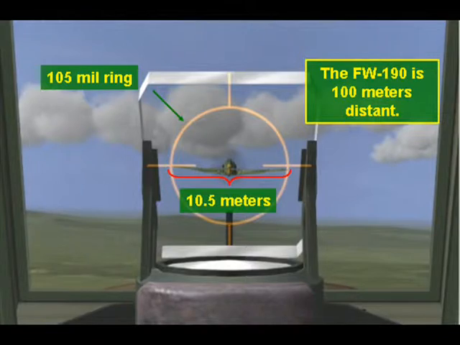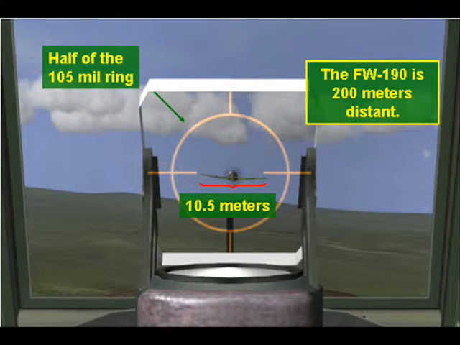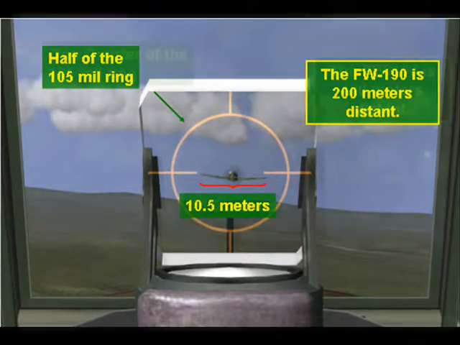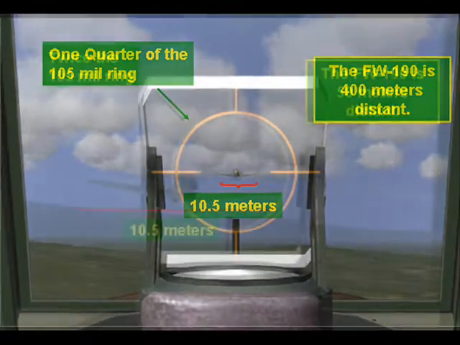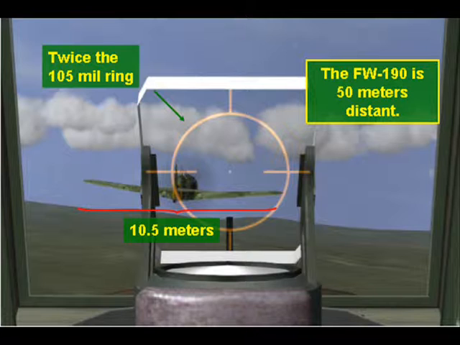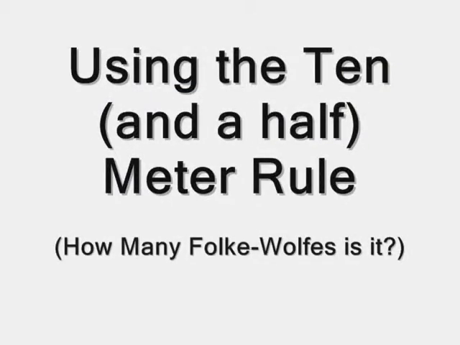Likewise, when he's half the distance of the ring, he's at 200 meters. When he's a quarter of the distance of the ring, he's at 400 meters. And when he's twice the size of the ring, he's at 50 meters, right there on top of him. And this is going to be important later on when we set up convergence. Now we can use this to determine distance for other objects.